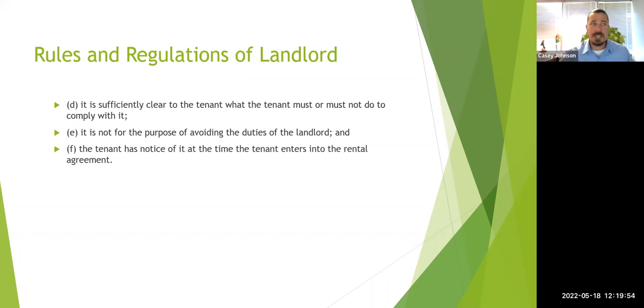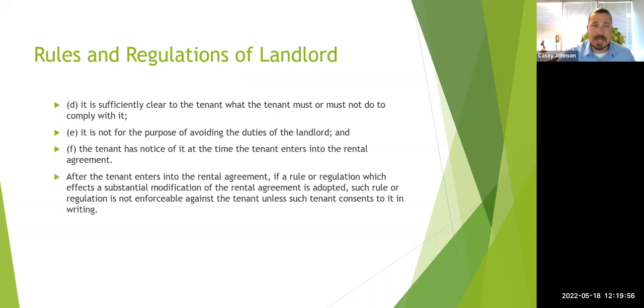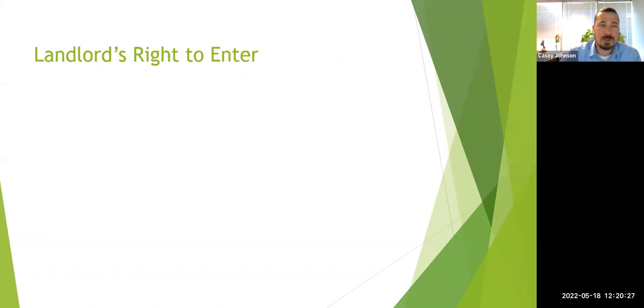The landlord can't just be making changes. If you have a year lease, the landlord cannot make changes to that lease unless this next section applies. If it's going to be a substantial modification, it's not enforceable against the tenant unless the tenant consents to it in writing. What the landlord can do, if it's month to month, is just give the tenant 30 days notice before the next rent paying date that's going to affect next month. In that case, the tenant wouldn't have to sign off because that would be a new lease period. But if you're in a year lease, it has to be signed in writing by the tenant for it to be enforceable.